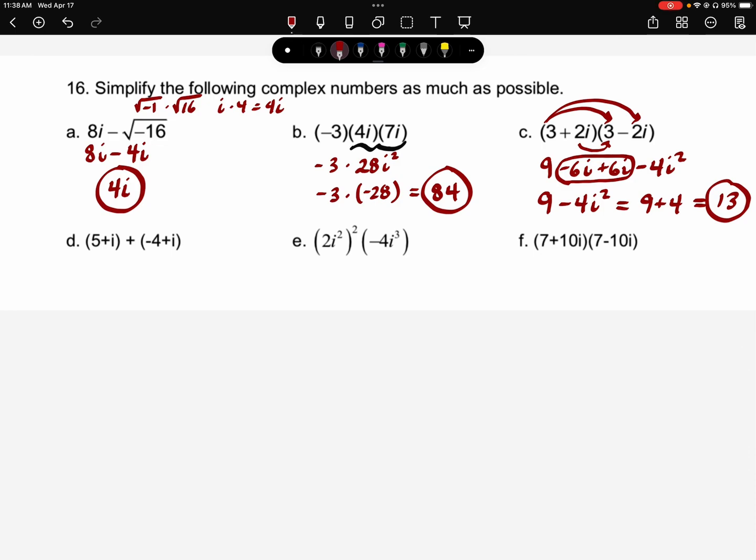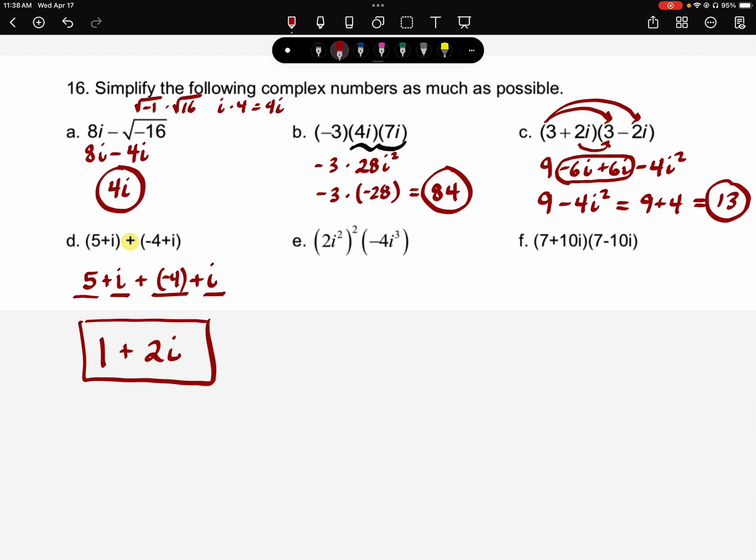All right, letter D. Please be careful here. Students often make mistakes and try to FOIL like we did in the last problem, except this one's just addition. So be careful there. We're just going to combine like terms. Think of this as 5 plus i plus negative 4 plus i. We're just going to combine the compatible parts. 5 and negative 4, we add those together, we get 1. And then we have i plus an i should give us 2i. So 1 plus 2i. And since we have just an i, there's no i squared, this is simplified.